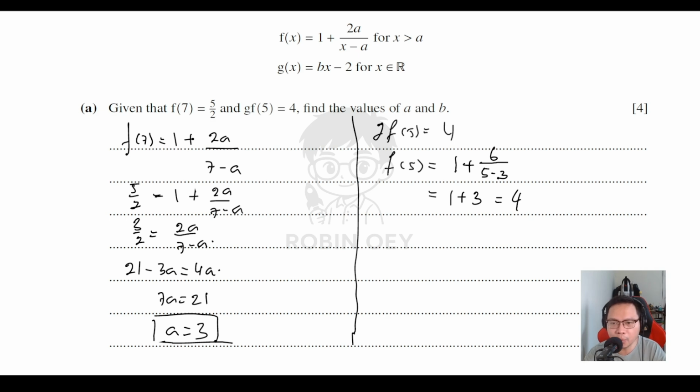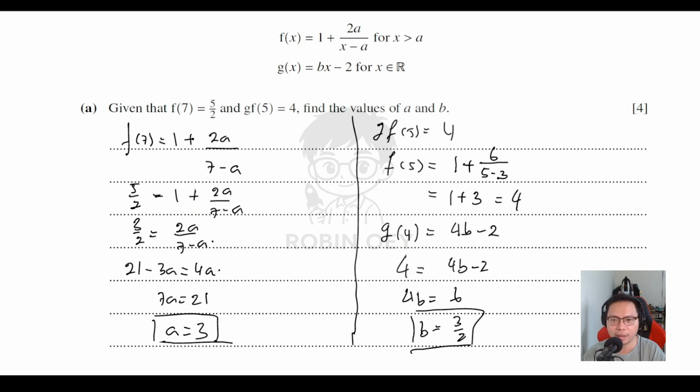Now I will input this value into g. So g of 4 equals 4b minus 2. The g of 4 we have just now is 4, so 4 equals 4b minus 2. So 4b equals 6 and b equals 3 over 2. So this is the second value, b. Yeah, that is for part A.